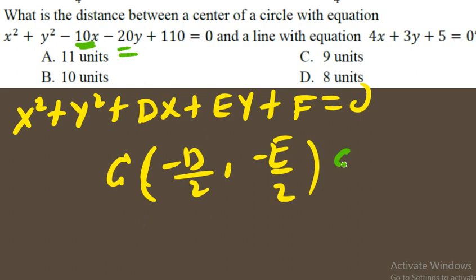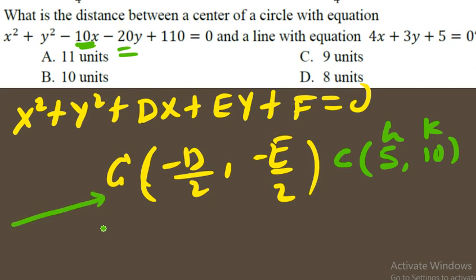So what will be the center of the circle? The center of the circle will be negative 10 over 2, which is 5, and negative 20 over 2, which is just 10. Now what's the distance between this and this? You can take this one as h comma k. And remember the distance between a line and a point.